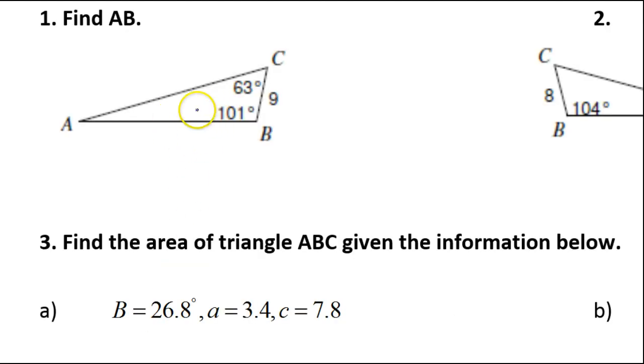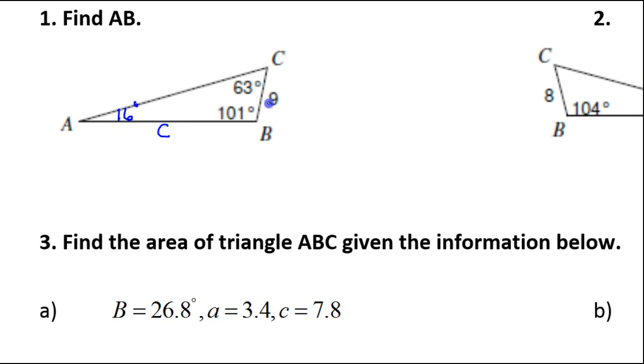Now we can use the law of sines to find the length of side AB, which is also known as side C because it's across from angle C. First of all, we need to find the missing angle A because all three angles add up to 180. If we subtract these two from 180, that'll give us the missing angle A. So let's do that. That gives us 16 degrees for angle A.